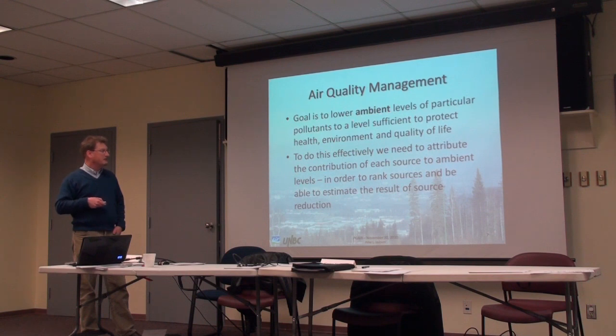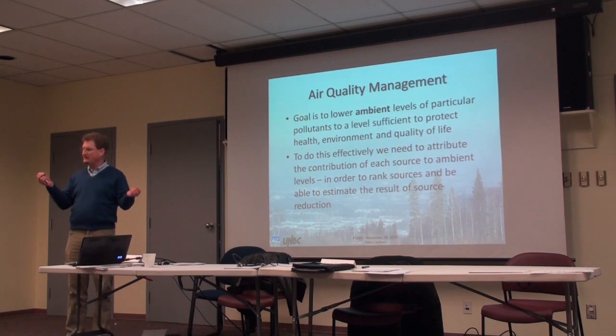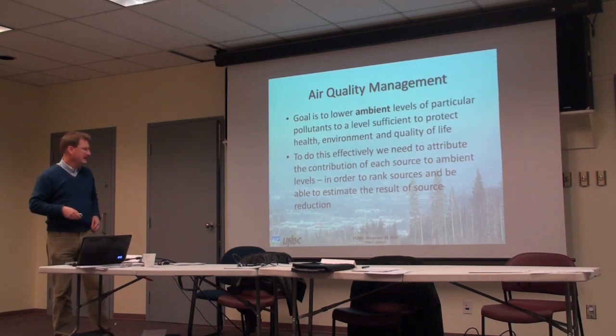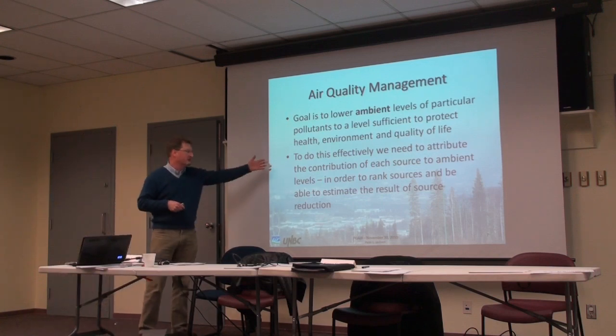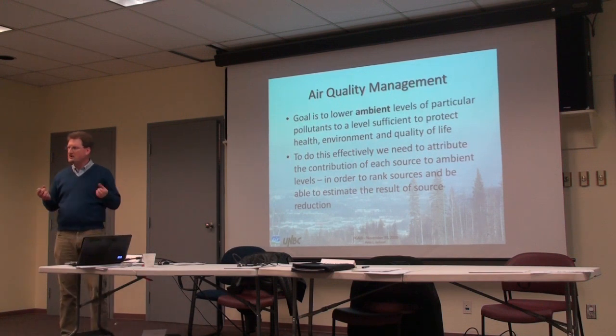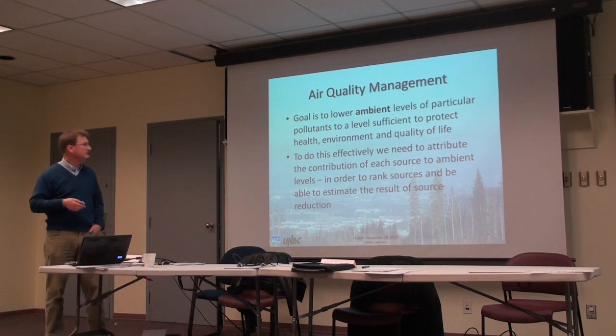To do this effectively, we need to know which sources contribute to the ambient levels at a given point in the airshed. If we want to reduce the ambient levels downtown, we need to know which sources contribute in a quantitative way to the ambient air quality at that location. And so this is source attribution. We need to attribute the ambient levels to the sources. And in doing that, if we know which sources are contributing and how much, we can rank them, and we can decide which ones are most effective to reduce to achieve our goals in ambient air quality. And that's really what the goal of air quality management is.